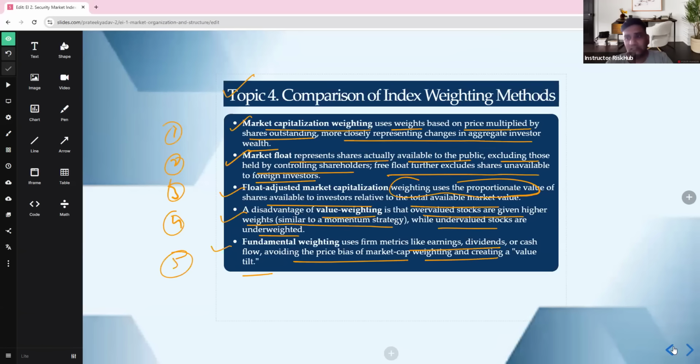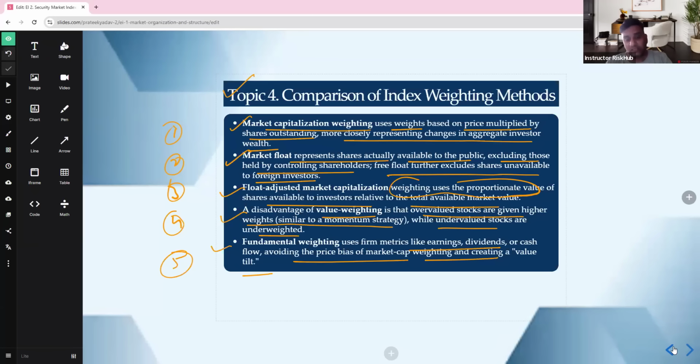Advantage is very easy to calculate, very simple. Disadvantage, very, very important, comes in exam: high price stocks dominate. Stock splits distort the weight, which is not economically meaningful. This happens when you replicate by an equal number of shares of each stock, for example the Dow Jones Industrial Average and the Nikkei. So a $3,000 stock impacts more than a $300 stock, even if the $300 stock is a bigger company.